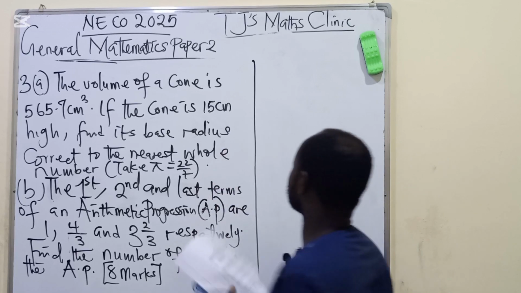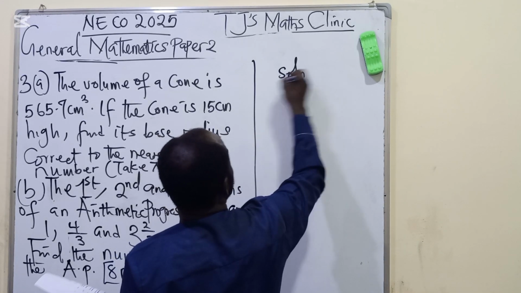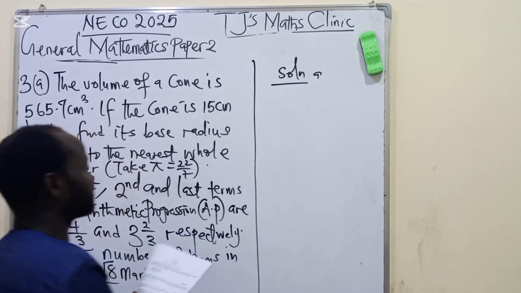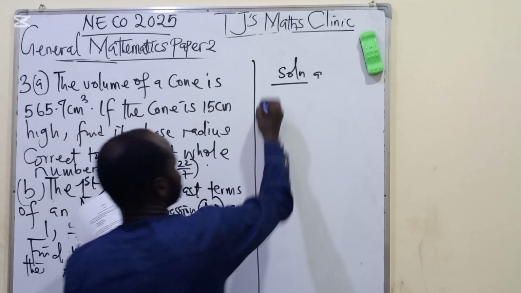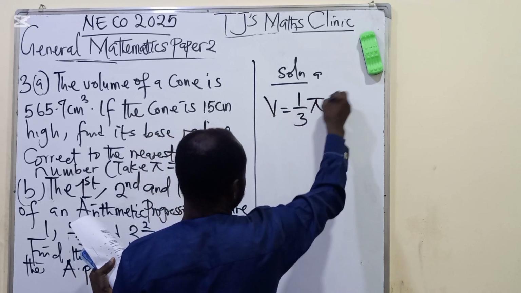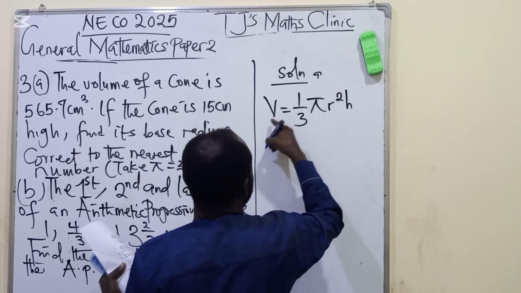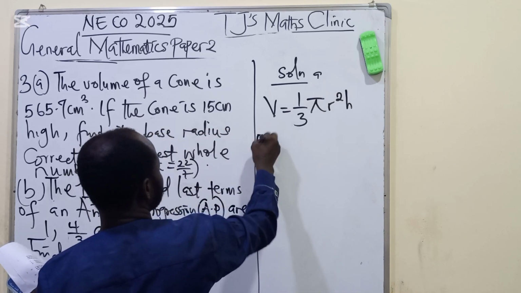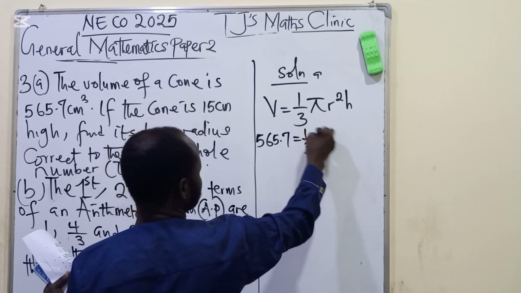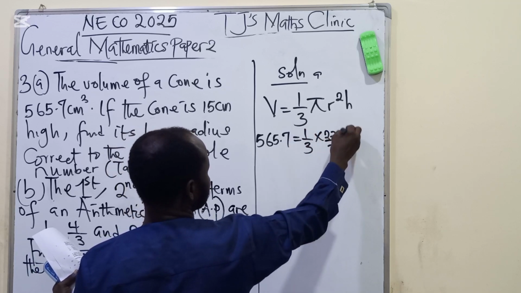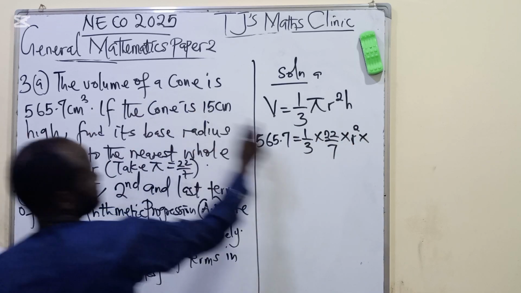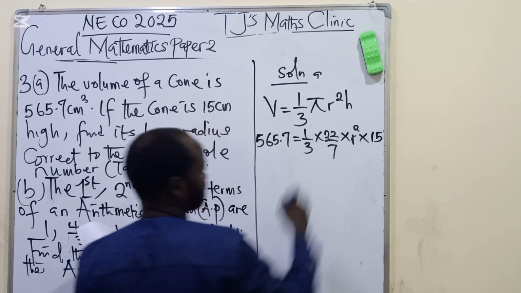Let's consider the solution to 3a. Of course, this is from mensuration of solid shapes. The volume of a cone is given, and the volume of a cone V is nothing but 1/3 that of a cylinder, that's one third pi r square h. We know our V from the question as 565.7, equals 1/3 times pi, 22 by 7, multiplied by the radius squared, then multiplied by the vertical height, which is 15 cm. So let's find r.